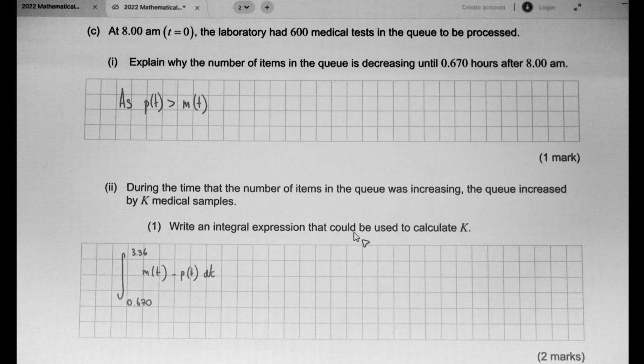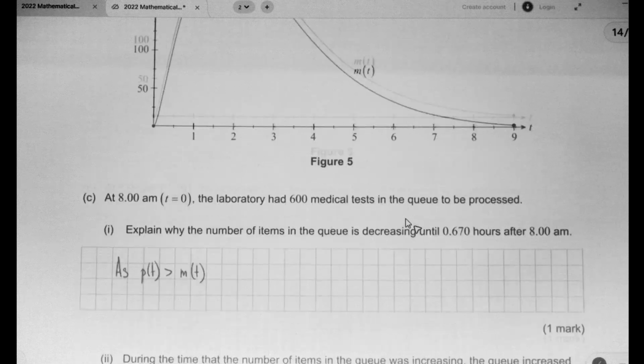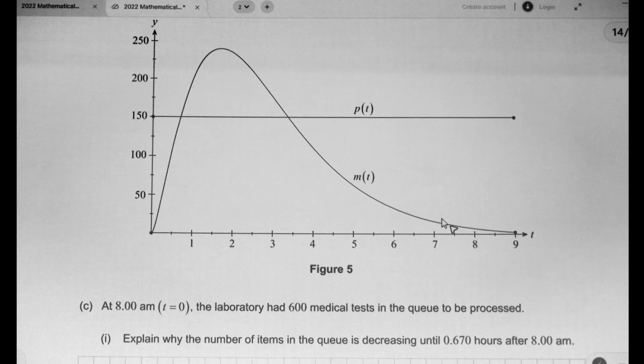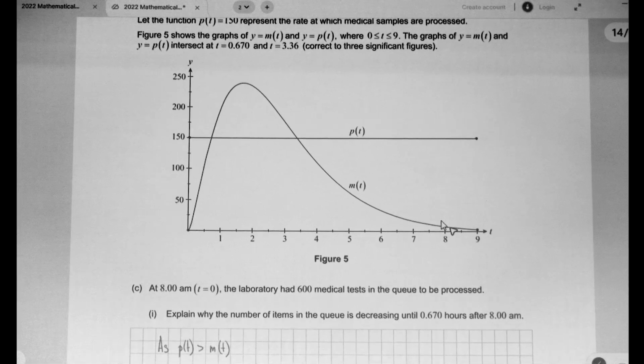And then we've got the rate at which they're processing the samples now on the graph. And they had to explain why the number of items in the queue is decreasing in the early hours. And this is where Dan has got, because P of T, if you could scroll just a little, because P of T is greater than M of T at that point, that's a beautiful, succinct way of doing it mathematically, but mostly kids will have done that with words to that effect. So that's fine, they get that more are being processed than are arriving at that time.